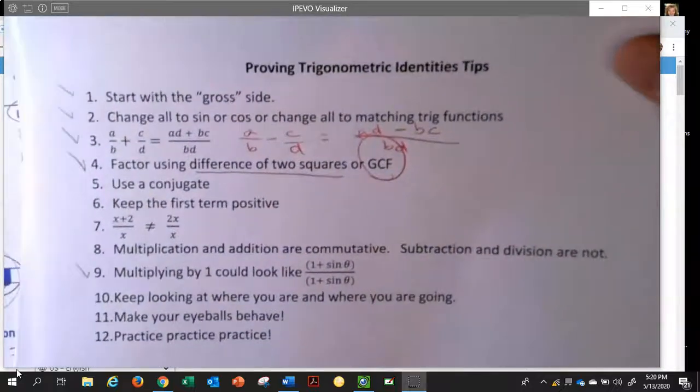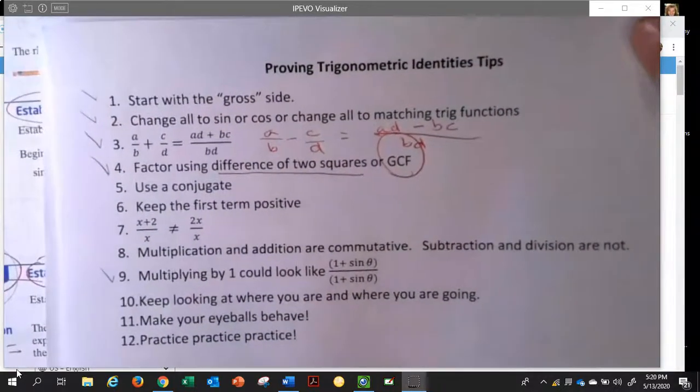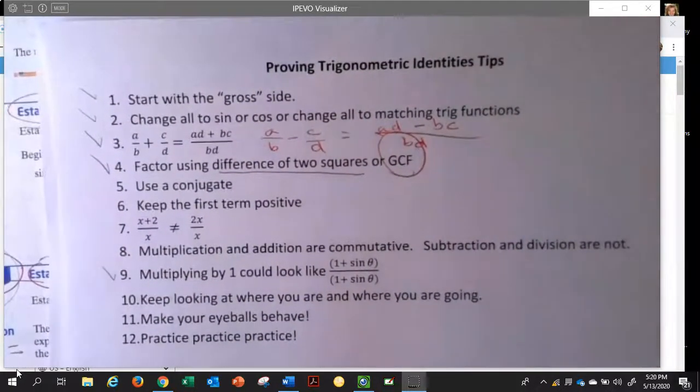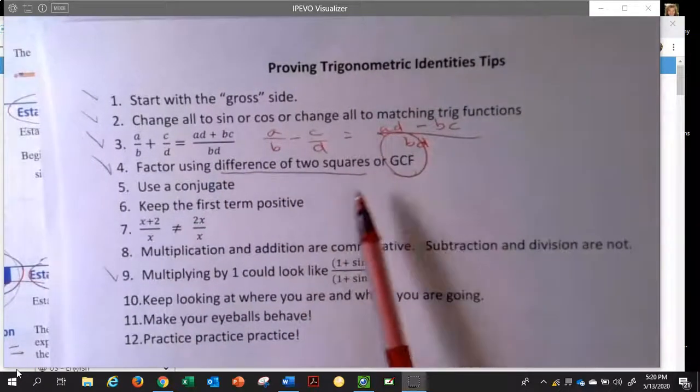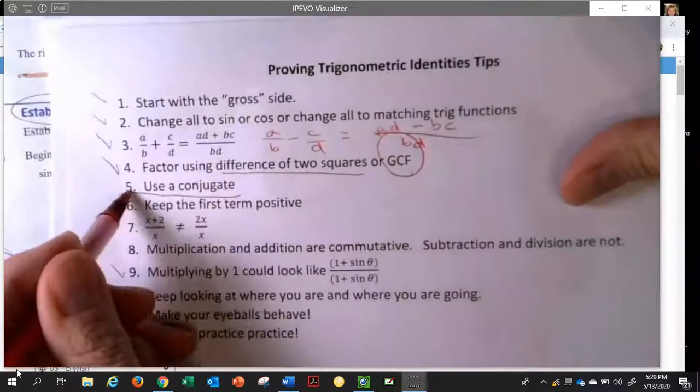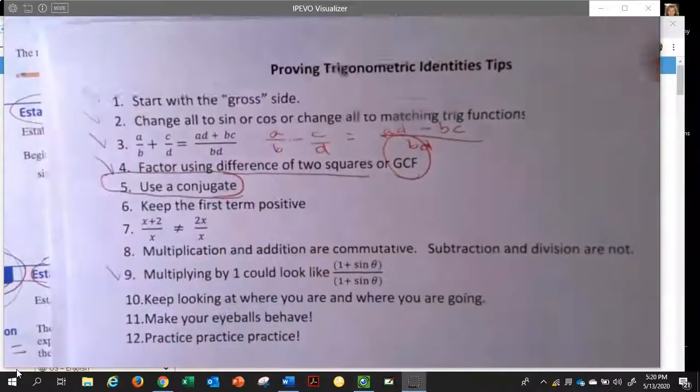And if anything I'm saying, I'm talking too fast, hit pause, think on it, rewind it, and then keep in mind difference of two squares and GCF. This one, using a conjugate.